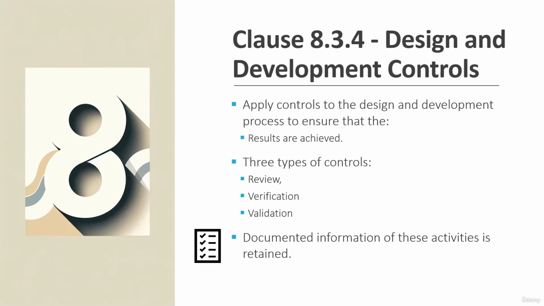And during that actual design and development, you need some controls to check that the requirements are being met, the results are being achieved. So there are three types of controls when it comes to the design and development activities: the review, the verification, and the validation. And we need to keep the documented information related to the design controls. Now, we said that there are three types of design controls: review, verification, and validation. Let's understand them on the next slide.